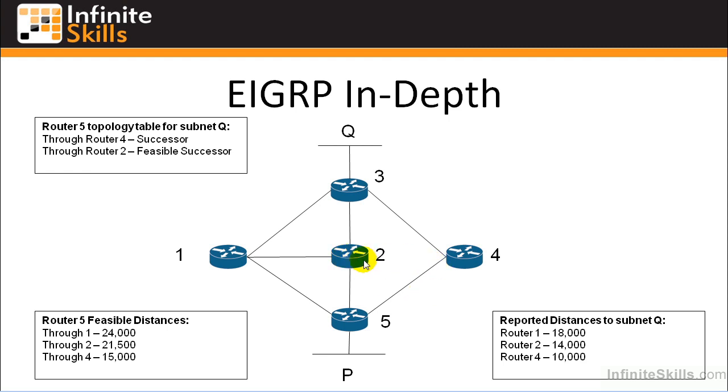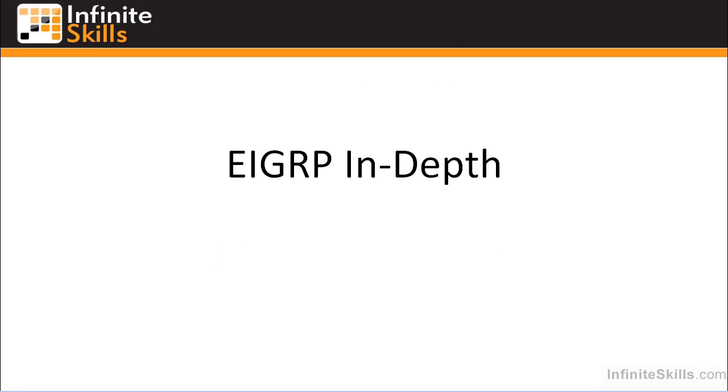Now that doesn't mean router 1 will never be used. If one or both of these fails, then this metric calculation is rerun for subnet Q, taking into account the fact that router 2 may not be there. Then router 1 becomes the feasible successor because it's the only other route there, and at that point it may have a lower reported distance. And that pretty much sums up EIGRP in depth. Again, a lot of this will make a lot more sense in the next video when we put this in a lab. But for now, we'll pause and we'll go into the lab here in the next video.